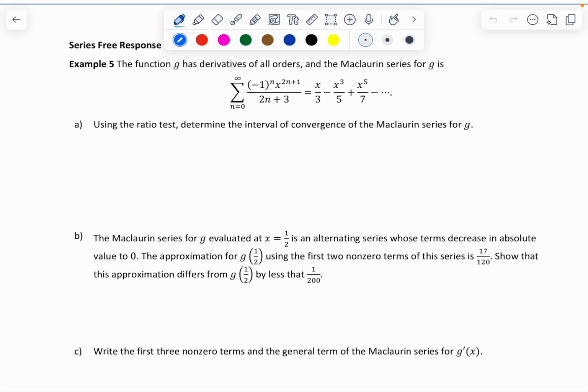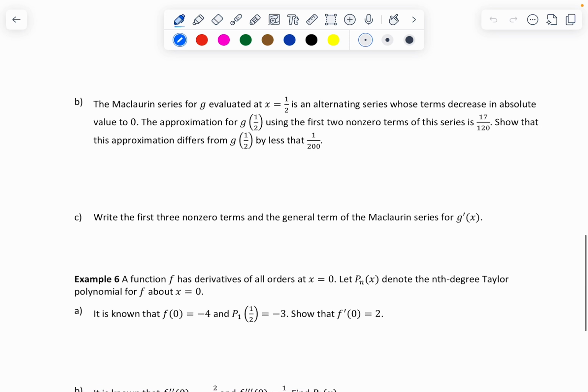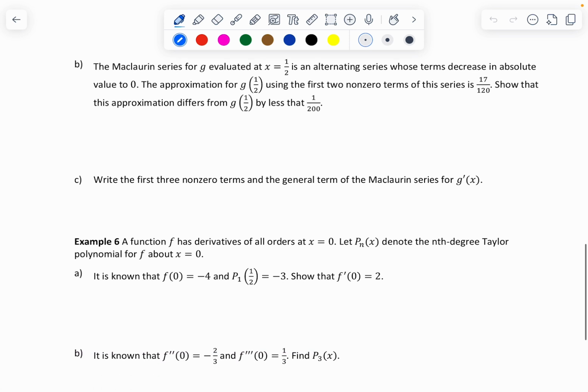All right, so let's finish up these notes. The last part, we finished up part B completely. Let's just finish up part C. So we're going to write the first three non-zero terms and the general term. So we need both parts of the Maclaurin series for g prime of x.